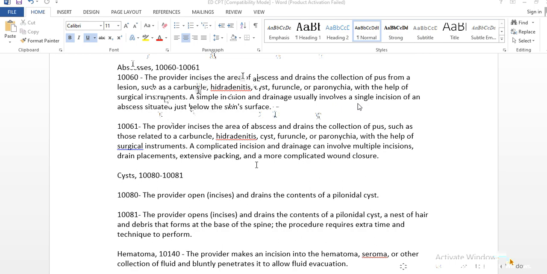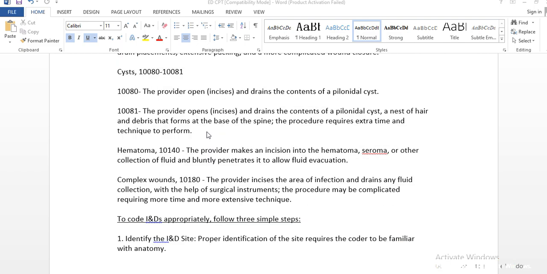So what happens in 10181? The provider opens and drains the contents of a pilonidal cyst, a nest of hair and debris that forms at the base of the spine. The procedure requires extra time and technique to perform. So the CPT description is also mentioning that 10181 is complicated, as a nest of hair and debris that forms at the base of the spine also needs to be drained. And also the 10181 code will take longer time compared to 10180.